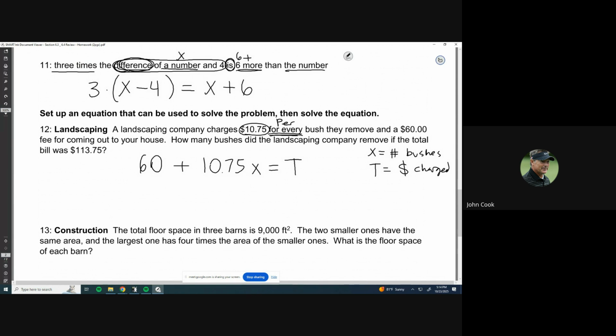All right, so there's the equation that we're asking for, so set up an equation. Now we've got to solve it for some specific instance. The next sentence is probably going to give us a specific measurement. It said, how many bushes did the landscaping company remove if the total bill was $113.75? So the total amount was $113.75. Which variable is that? Is that X or T? Yeah, that's the T one. So if I set it up, $113.75. It looks like I've got to solve for the X variable in here.